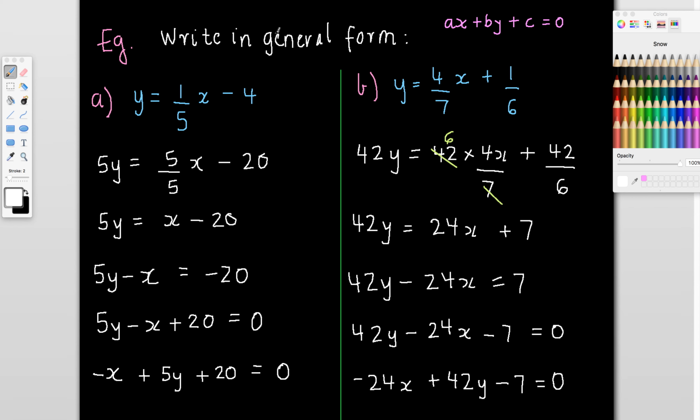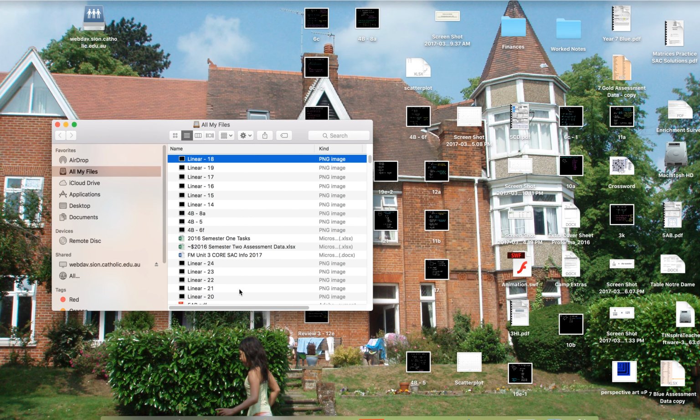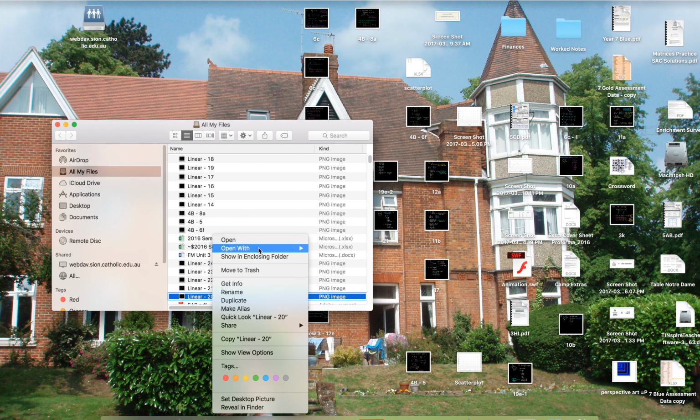The last thing I want to show you is working backwards from there. So working from something in the general form and getting it into a gradient intercept form. Now, of course, I'll need to just open that up. This is the last one that I'll do in this video.